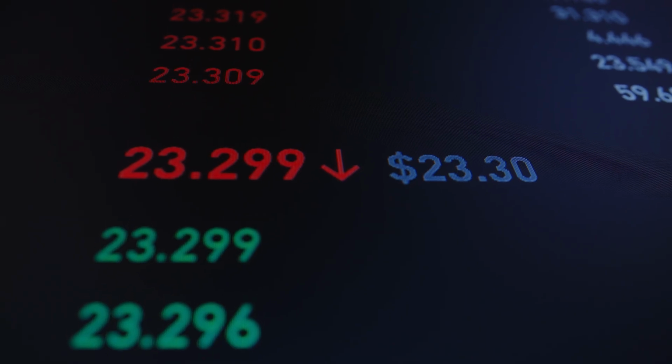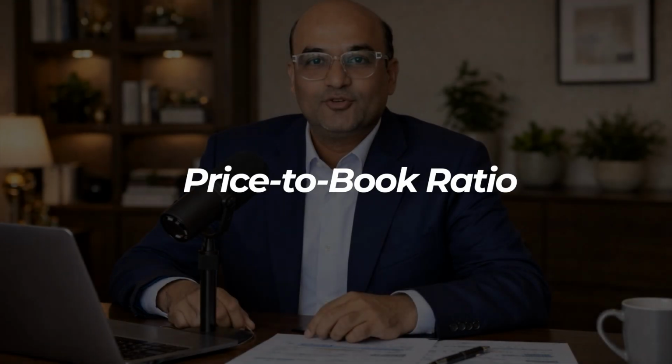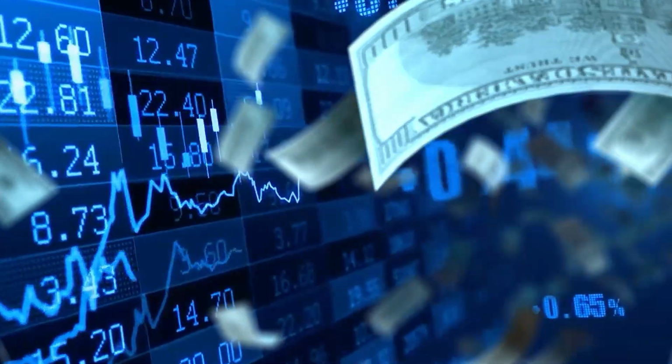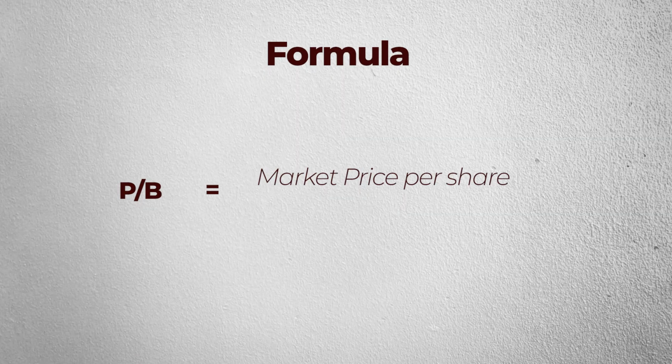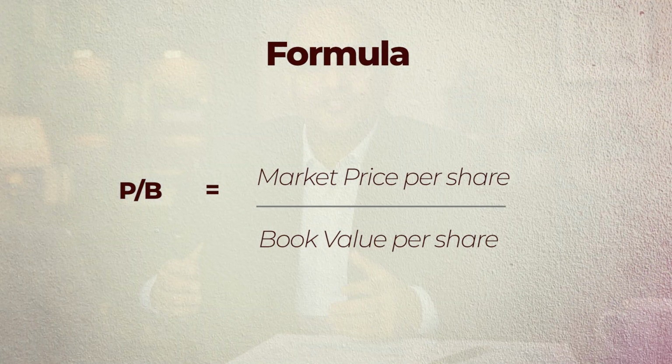Important lesson here: a low stock price is not automatically a bargain. Quality matters more than valuation alone. Now, let's understand how banks are actually valued. Banks are usually valued using the price to book ratio. PB compares market price to the book value of the bank. Formula: PB equals market price per share divided by book value per share.